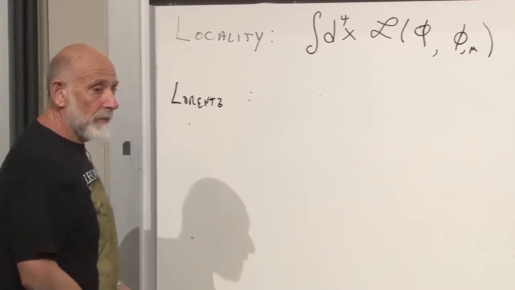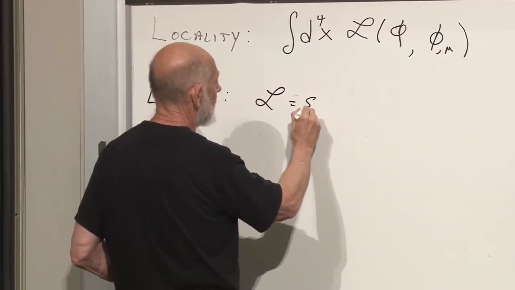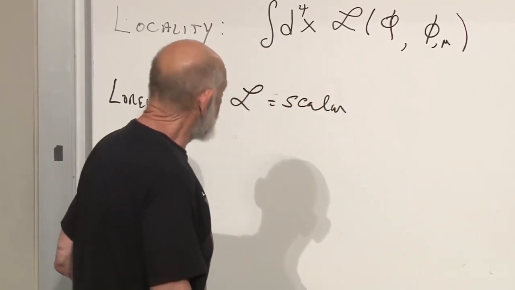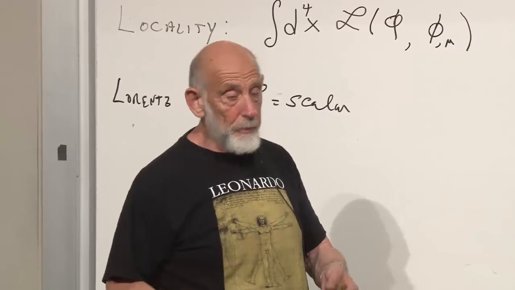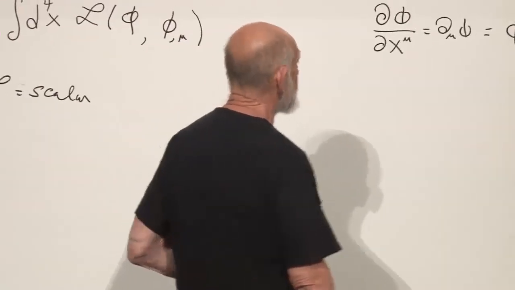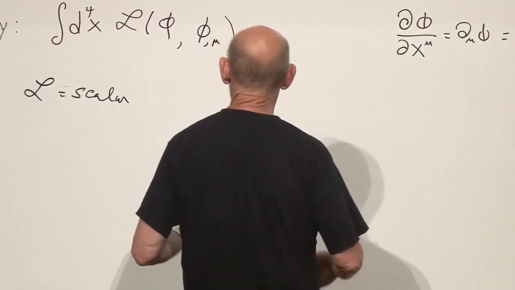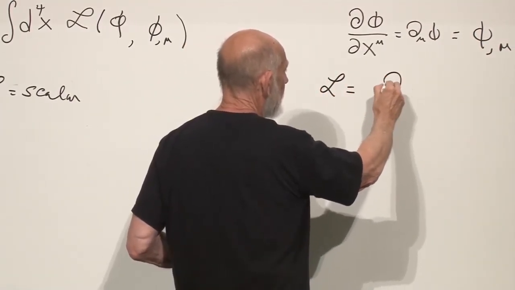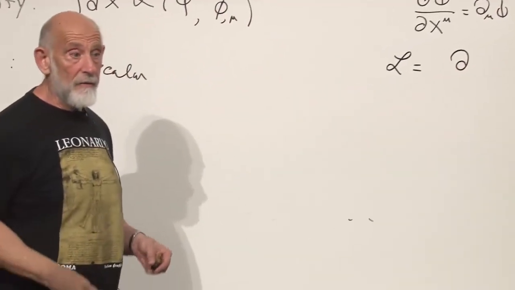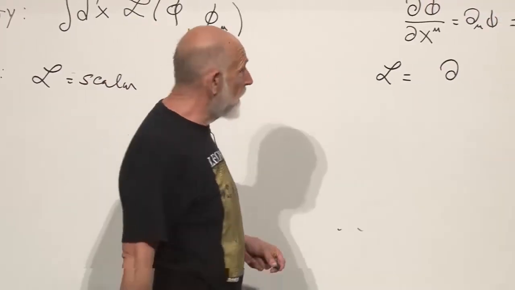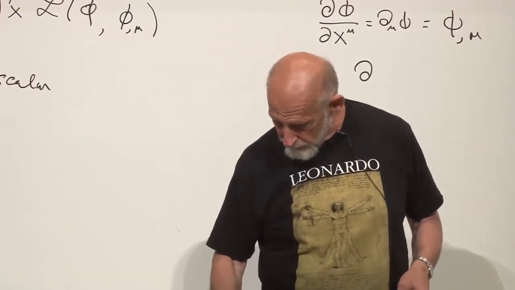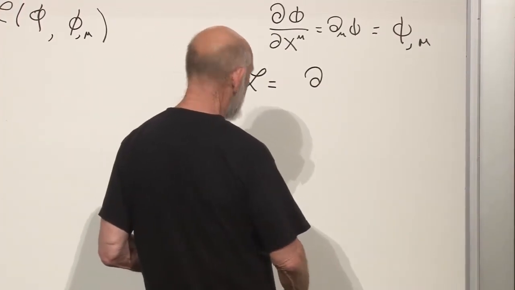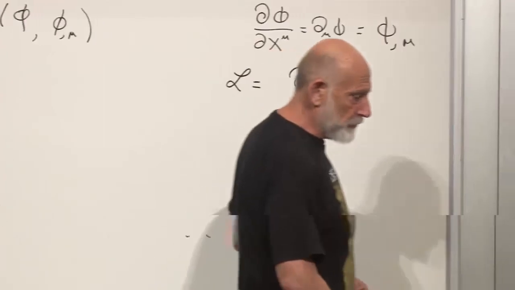Lorentz invariance, that's simple. The Lagrangian should be a scalar. It should not depend on which frame of reference it's evaluated in. So for example, for a single simple scalar field, you can write down lots of different things, but some simple things would be: the Lagrangian could contain any function of phi. Phi is itself a scalar. Any function of phi is a scalar. It could contain U of phi, any function.